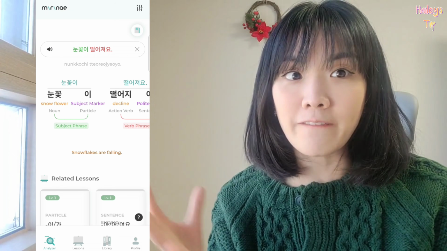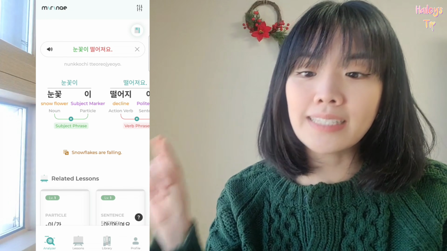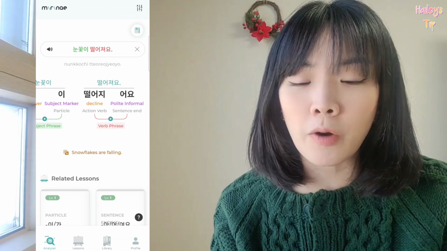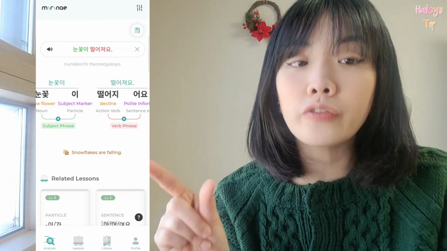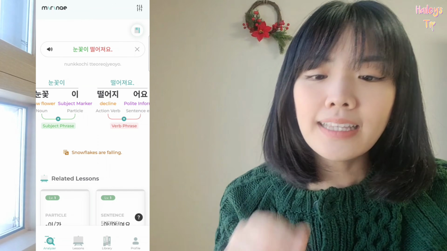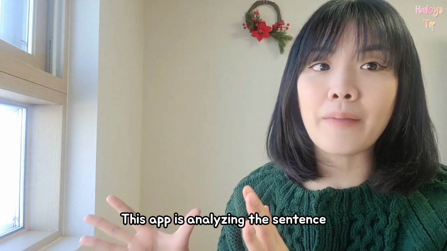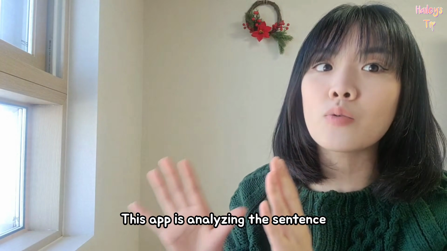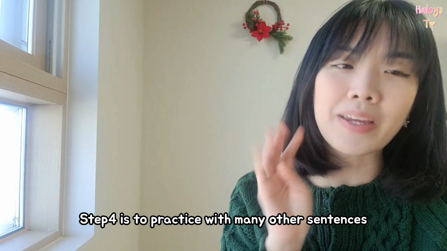This is the subject and verb, right? And with the subject, 눈꽃 is snowflower. 이 is a subject marker. And then 떨어지 is the meaning part, to fall. And 어요 is the present tense. So this app is analyzing the sentence one by one. So step 4 is to practice with many sentences.